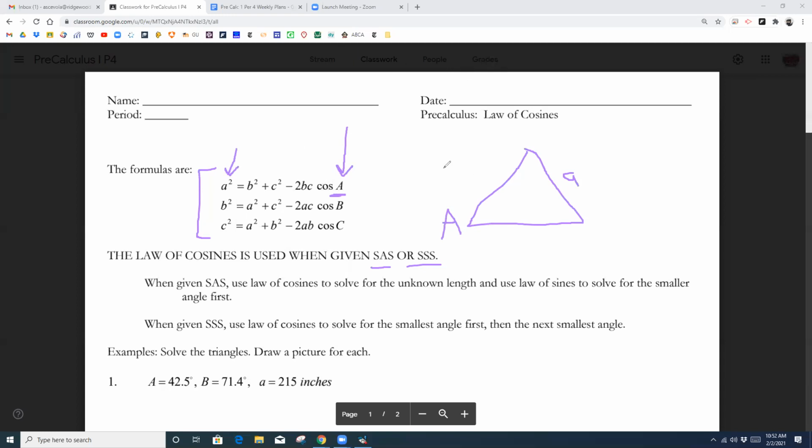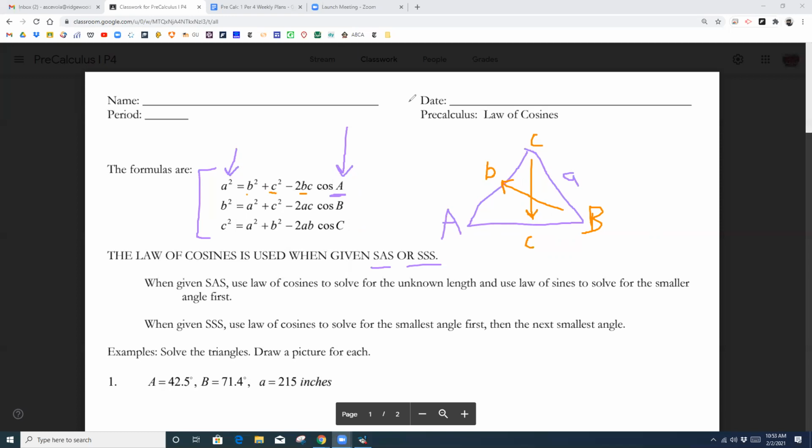All right, and then B and C are across from angles B and C, and they're actually pretty interchangeable because you notice you just take them and you square them and then subtract 2 times B and C. So B and C are going to be across from the angles that you're either not looking for or you're not given. And then those could be interchangeable either way. And depending on what you're solving for, you can write this formula like 3 different ways.